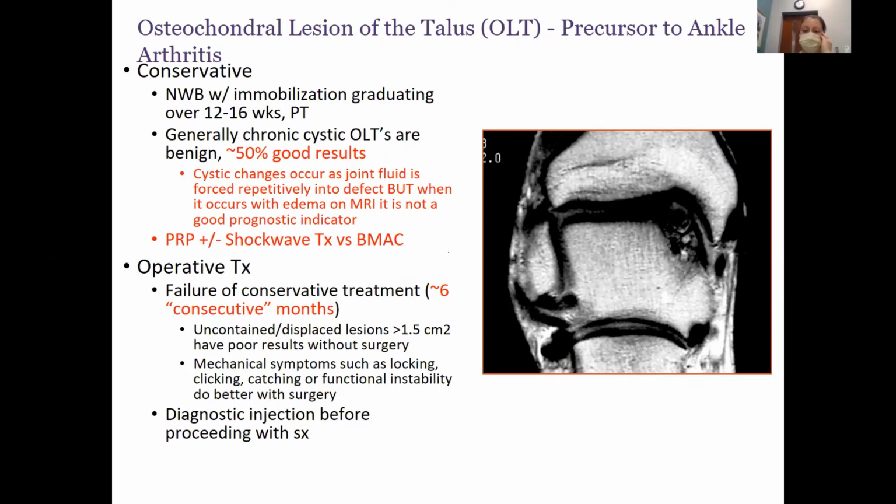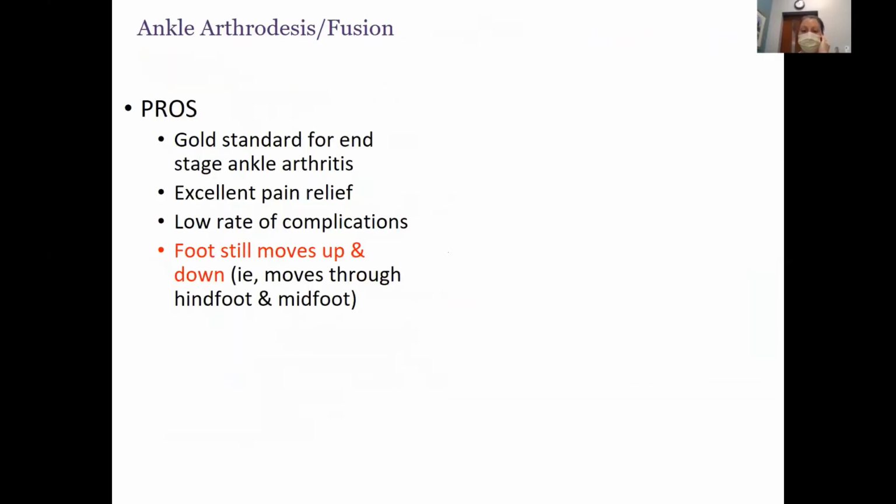Usually these can be treated at first with conservative measures. You can get steroid injections if you happen to have one of these on your x-ray, but more than likely this is just a precursor to let us know that arthritis is already setting up within the ankle joint.